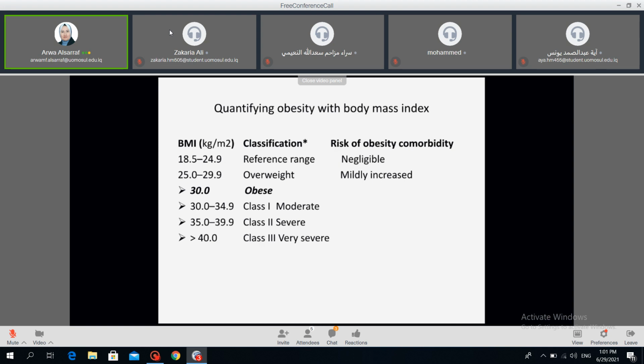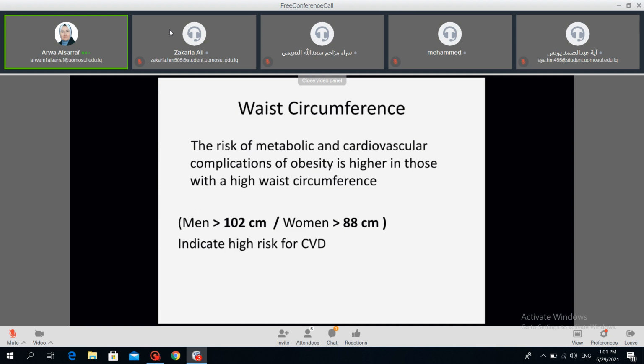The waist circumference is also important because just a few slides ago we talked about central obesity. فإذا waist circumference راح يفيدنا إنه نعرف هل the patient has central obesity or just a gynecoid type. So the risk of metabolic and cardiovascular complications of obesity is higher in those with a high waist circumference because هذول يعكسون central obesity type. In men لازم ما يتجاوز waist circumference of 102 centimeter, and in women ما يتجاوز 88 centimeter. When it is more, the cardiovascular risk will start to increase.